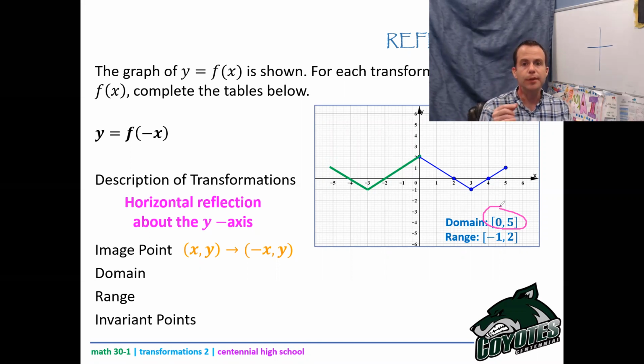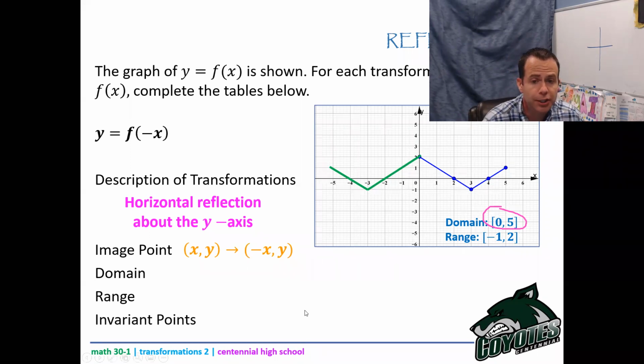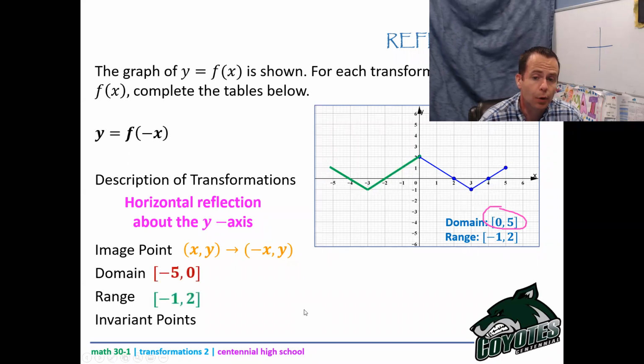Now, remember that domain is always written smallest to largest. So the smaller number now is negative 5. So you'd go negative 5 to 0 now. Then the range wouldn't change because I didn't do anything to the y's. So it would stay as negative 1 to 2. And the invariant points, yes, right here, the point (0, 2) remained (0, 2) in the new drawing.